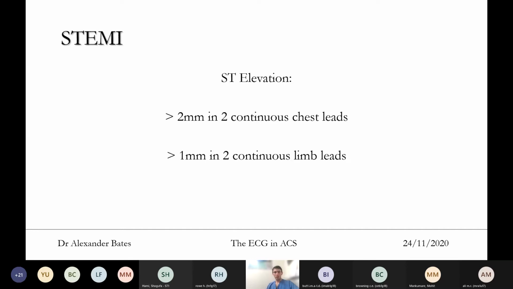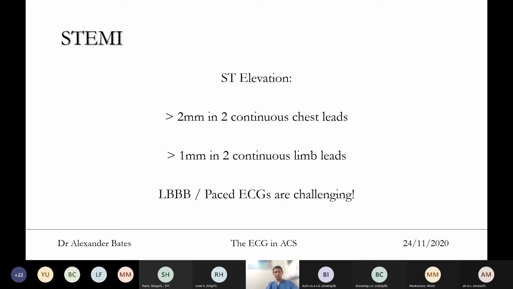Typical criteria that we look at are if there's greater than 2 millimeters of ST elevation in 2 continuous chest leads, or greater than 1 millimeter in 2 continuous limb leads. Continuous chest leads is fairly straightforward because they're all anatomically in order. Limb leads are not anatomically in order, and when I say 2 continuous limb leads, I mean 2 anatomically continuous limb leads. So I'm talking of things like lead 2 and lead 3, lead 3 and AVF. Those are inferior leads. Maybe lead 1 and AVL, they're both lateral looking leads. So that's what I mean by continuous limb leads.